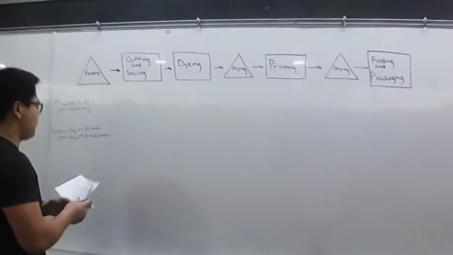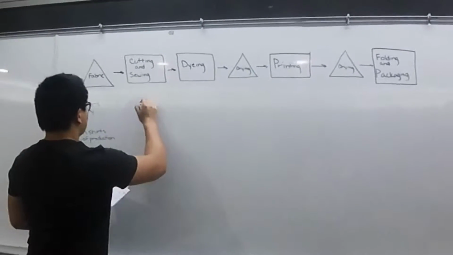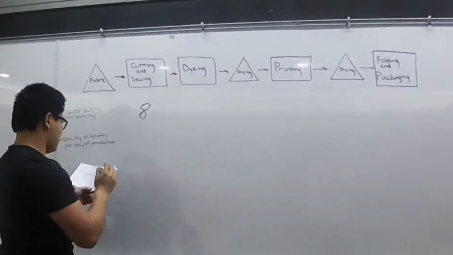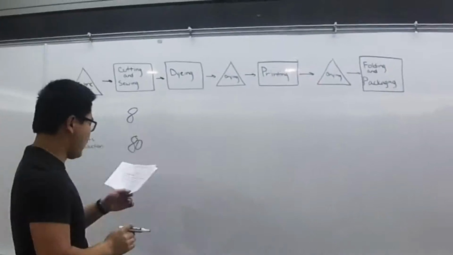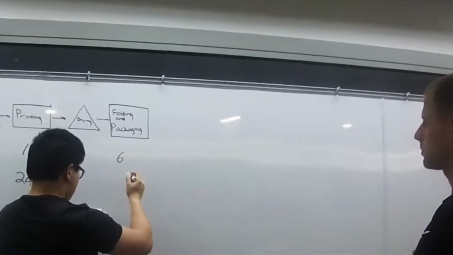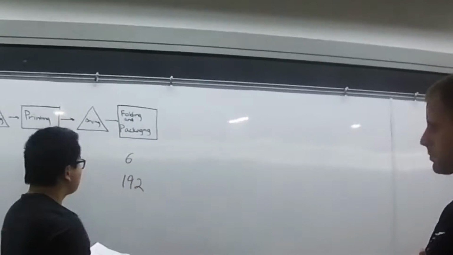Excellent. Currently, we have 8 workers for cutting and sewing. The capacity for a worker per day is 80. The capacity for each worker is 192 per day.